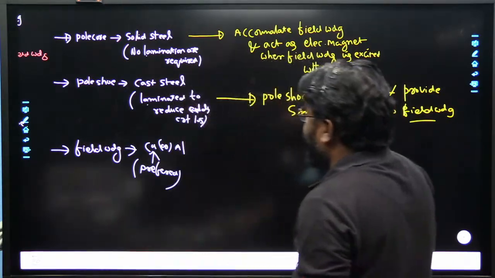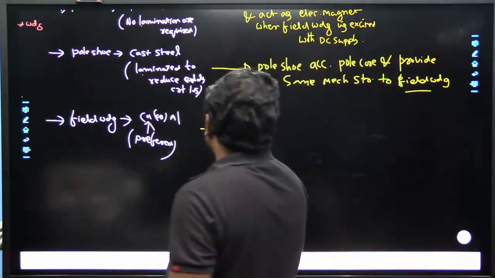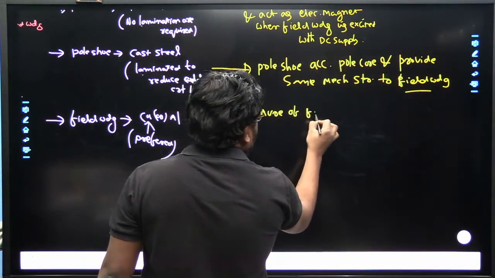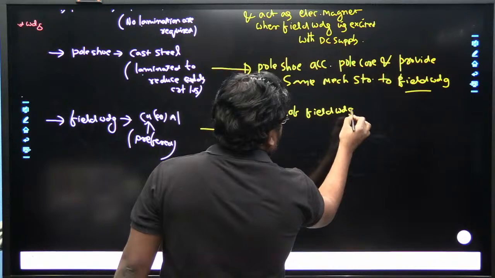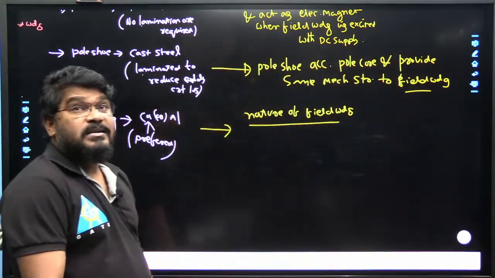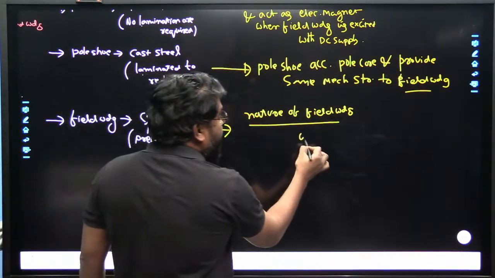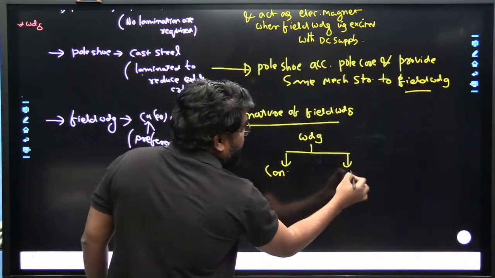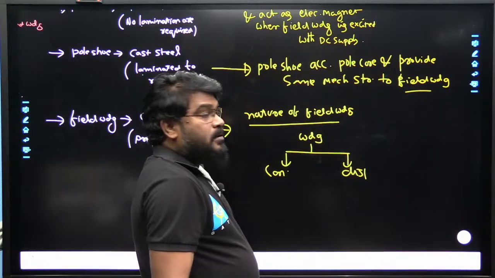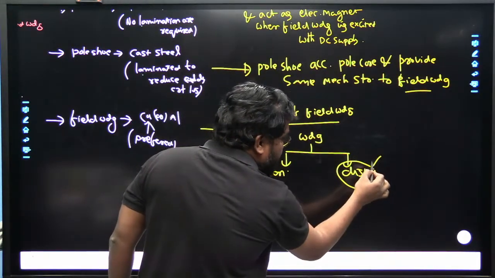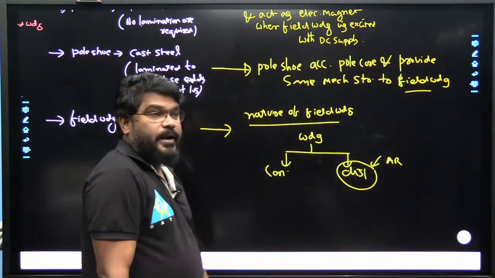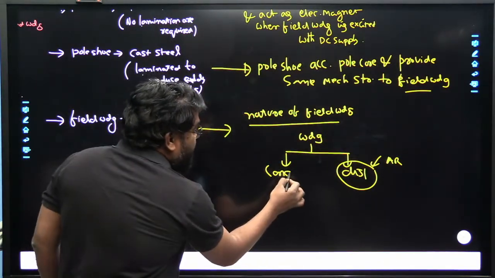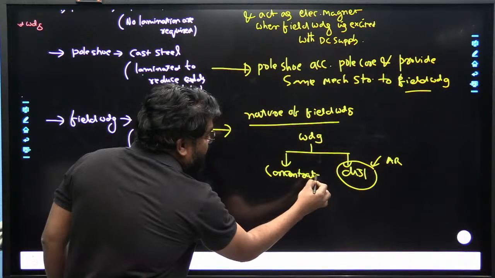Okay, next, what about the nature of the field winding? Sometimes we get a question on the nature of the field winding of the machine. The field winding is a concentrated type. Windings are basically of two types: one is a concentrated winding and the second is a distributed winding. A distributed winding is used in the armature winding, so the nature of the armature winding is distributed, and the nature of the field winding is concentrated.